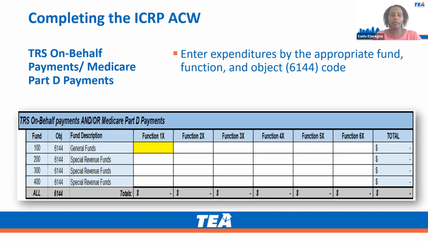An example query here will be for line item. Here also I'll use line item 1, which is going to be for Fund 100, Object 6144 for Function 1X. One query is needed. Query expenditure for Fund 100, Function 1X, Object 6144, and then report the amount in the corresponding line item cell.